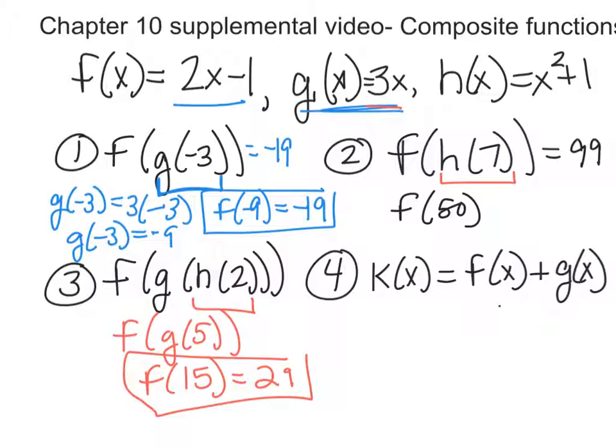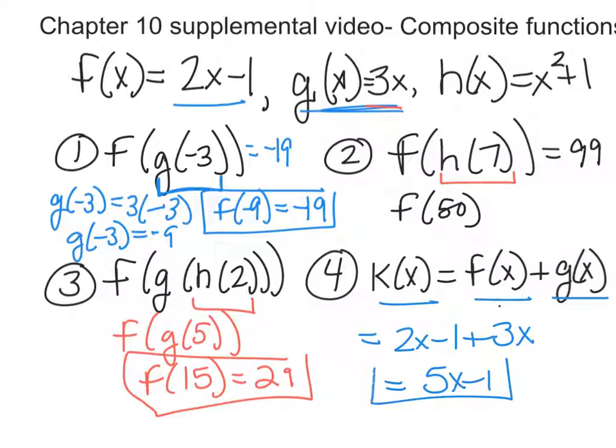In our last problem, we're not plugging anything into anything else. We are creating a new function, k of x. To get k of x, we have to take f of x plus g of x. That would give us 2x minus 1 plus 3x, which is g of x. And if we solve that, the new function k of x would be 5x minus 1.